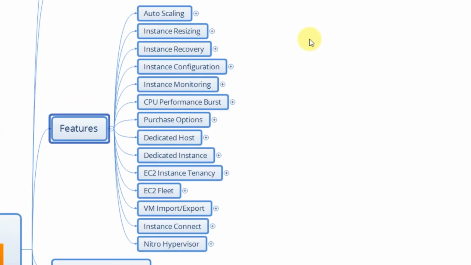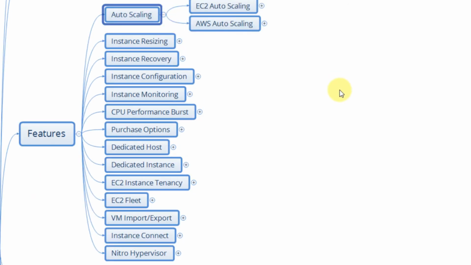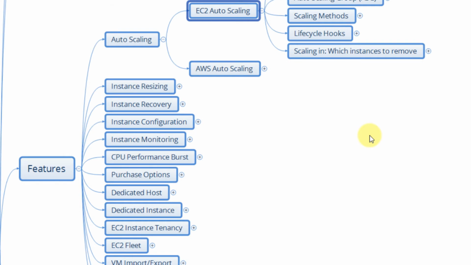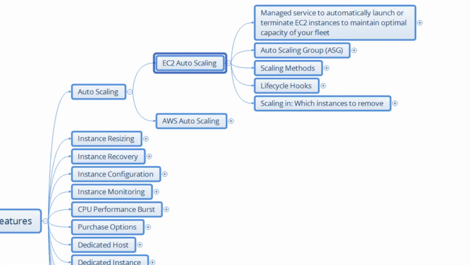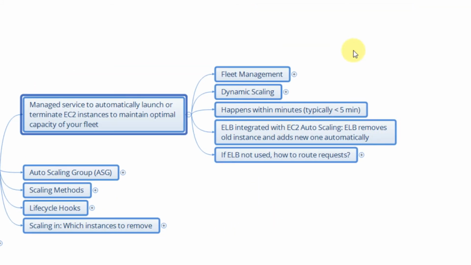Now let's look at the features that the EC2 service provides. Auto scaling is one of the most important and key features used by sophisticated workloads. There are two kinds of auto scaling: EC2 auto scaling and AWS auto scaling. Let's look at EC2 auto scaling first. It is a managed service that helps you automatically launch or terminate EC2 instances in order to maintain an optimal capacity of your instance fleet. So you can use auto scaling for fleet management.